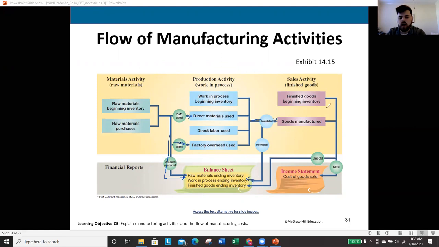inventory. Now, related to your sales, you'll have your finished goods beginning inventory plus your goods manufactured. In the event these items have gone unsold at the end of the period, you simply follow this line down and land in ending finished goods inventory. In the event the goods are actually sold, you'll follow the line down to your income statement in cost of goods sold. So that's the way that all of that works.